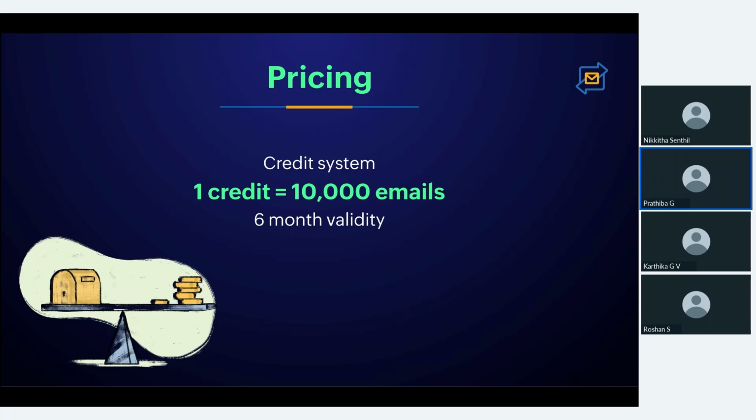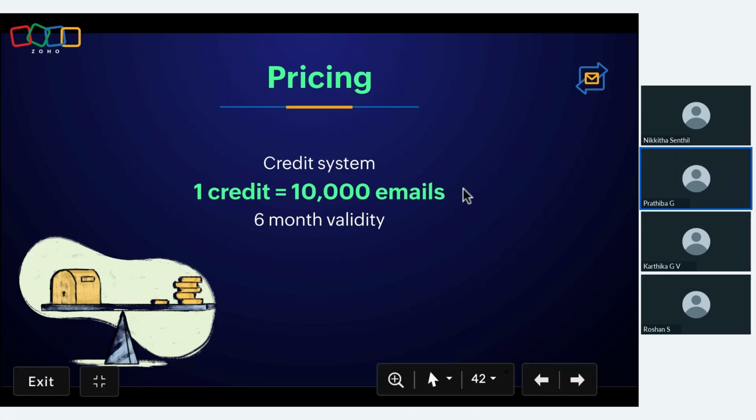Imagine credit like coins that hold a value. Only here, the value will be the number of emails that you send. So with one credit, Sam will be purchasing 10,000 emails, and he can purchase and use the credits as and when he needs them. Also, each credit comes with a validity of 6 months.